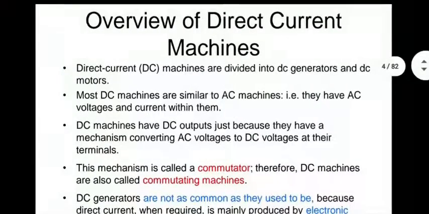As I said, DC machines are divided into generators and DC motors. And these machines are similar to AC machines, except that at the end, we use a commutator to convert the AC into DC. That part will not be there when you're talking about AC machines.